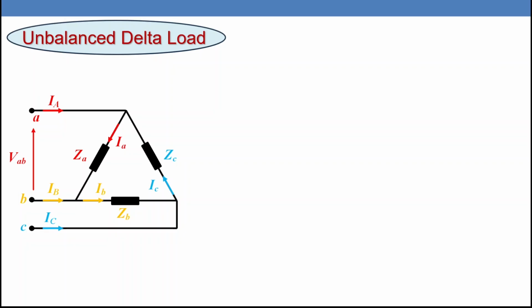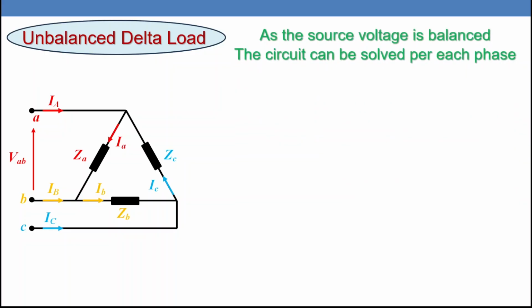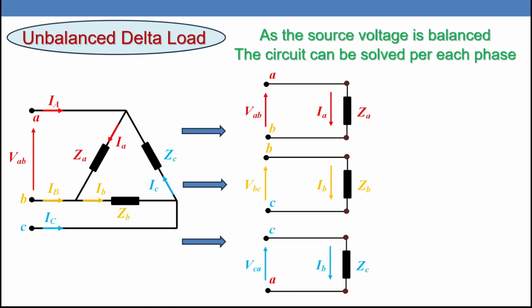Unbalanced delta load. As we can see here, we have 3 impedances. They are not equal, but the source voltage is balanced. So we are going to solve this circuit per phase. We have phase A, VAB applied to ZA, so we can calculate IA, and the same for B and C. So in this case, IA equals VAB over ZA, IB equals VBC over ZB, IC equals VCA over ZC.